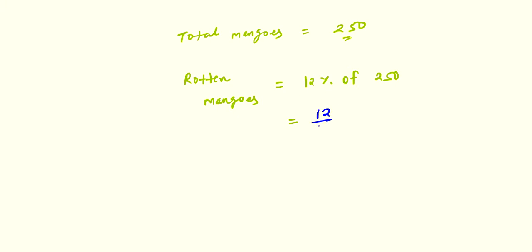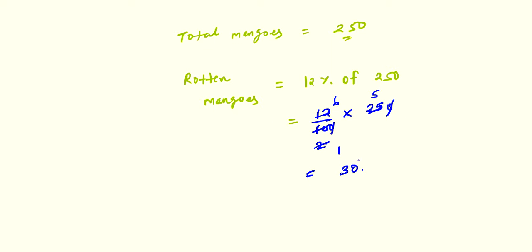12% can be written as 12 by 100. Of stands for multiplication, into 250. So this 0 and 0 get cancelled. Then 5 2s are 10, 5 5s are 25. Then 2 1s are 2, 2 6s are 12. So 6 5s are 30. That means rotten mangoes are 30.